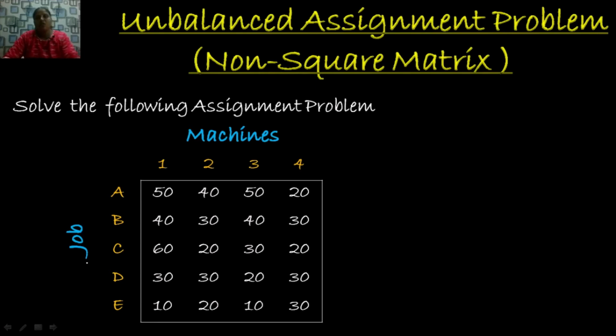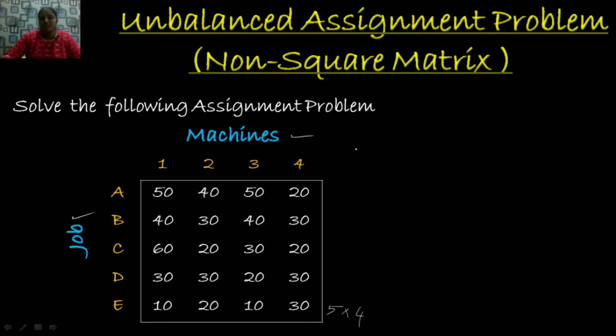Let's now move on to one more problem under this category. Solve the following assignment problem. Here jobs and machines are given. There are 5 jobs A, B, C, D, E, but there are only 4 machines 1, 2, 3, 4. So look at this problem, and it has 5 rows and 4 columns. So it is a 5 by 4 matrix.